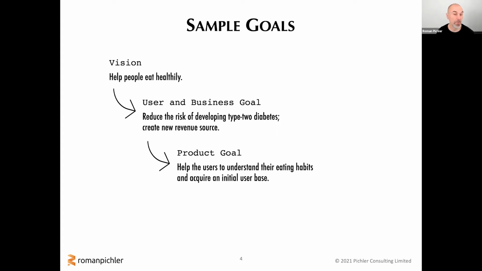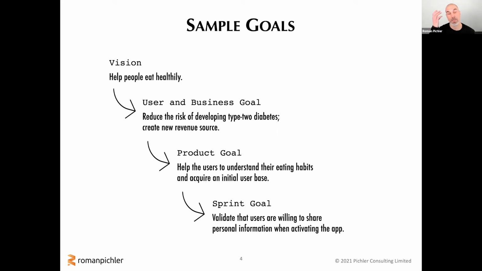That product goal, and that's the cool thing for me about product goals, is the basis for identifying sprint goals. The sprint goal of the first sprint could be to validate that users are willing to share personal information when activating the app, such as weight and age, any dietary requirements, any allergies they might have, or eating and exercising habits. The way I like to apply these goals is that I derive them systematically. We've got a visionary goal, strategic goals, which I would say are the user and business goals but also the product goal, and then the sprint goal. But it's not only a top-down relationship here, it's a bidirectional one.